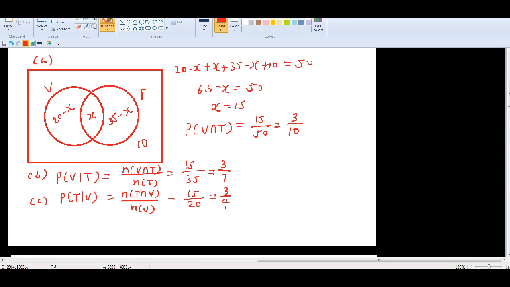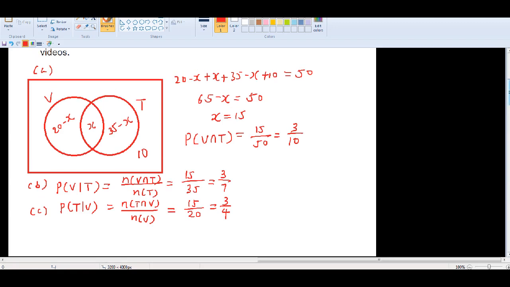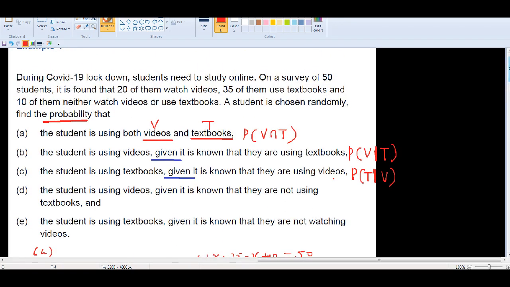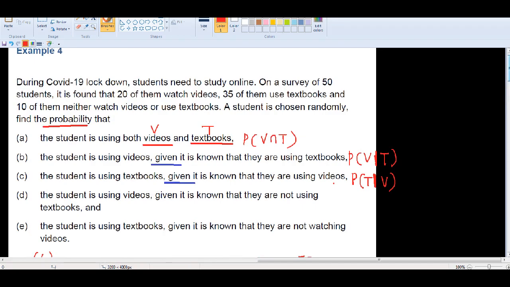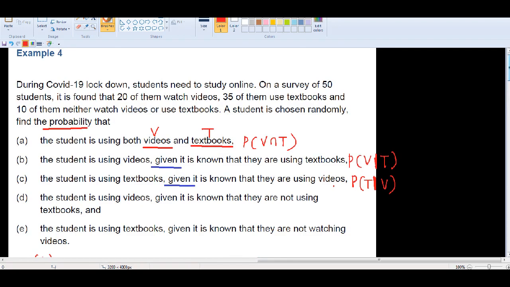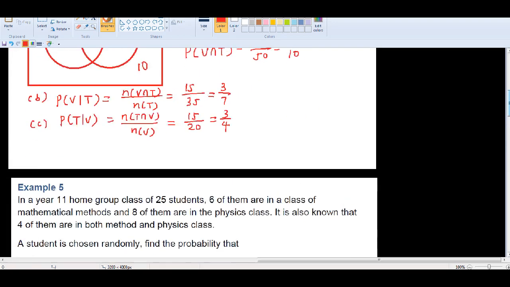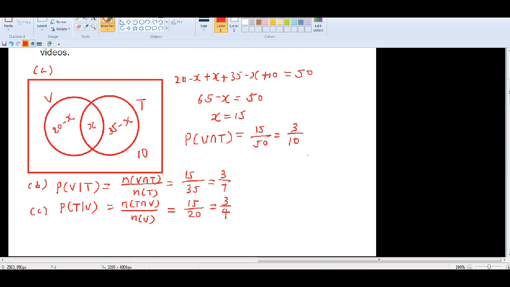So here are the answers for the first three parts. For A, you need to be careful, because it's not given how many students watch videos and also use textbooks. It's not given, but it's the intersection that you must know first. So that's why you make it X. That's one very important technique for the Venn diagram: you always need to find the intersecting part first. If it's not given, you let this part be X.